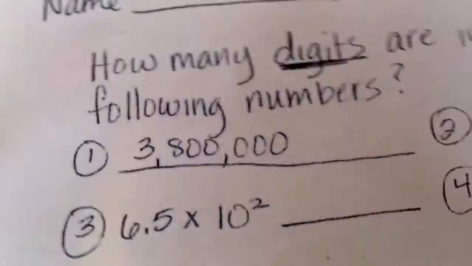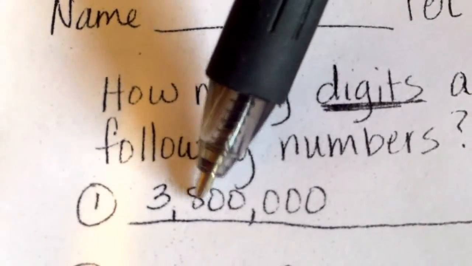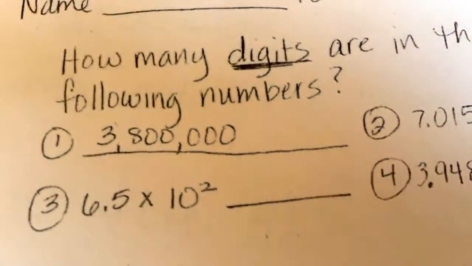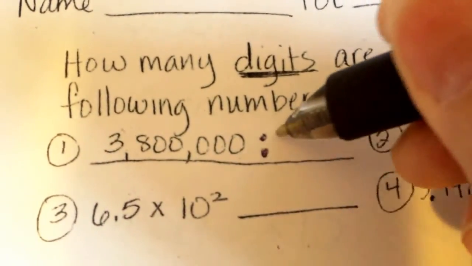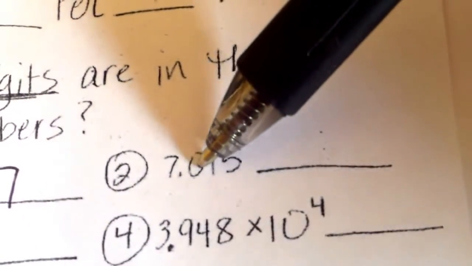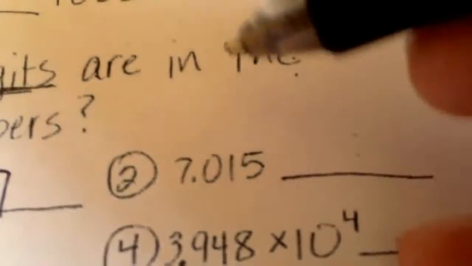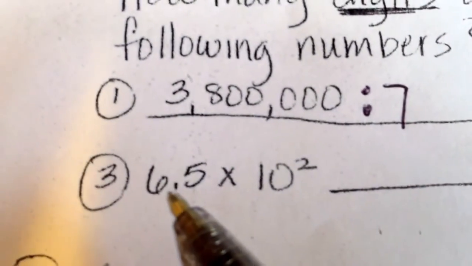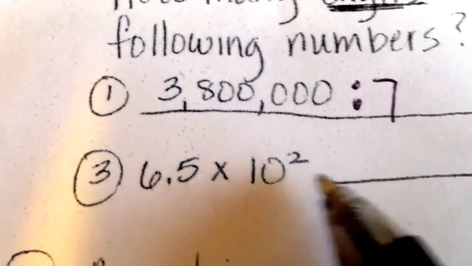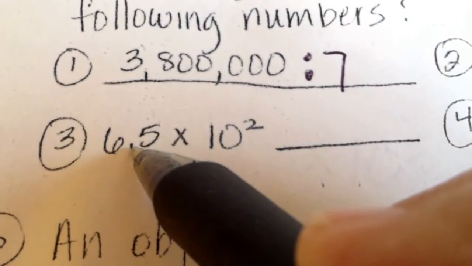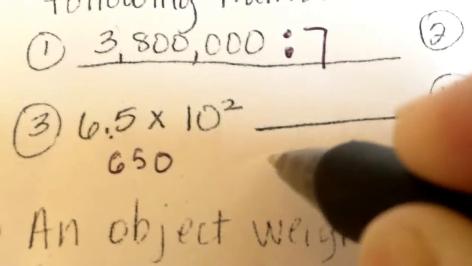So this number has how many digits? 1, 2, 3, 4, 5, 6, 7 digits. How many digits are in this number? 7. How many digits are in this number? 1, 2, 3, 4 digits are in this number. How many digits are in this number? Well, wait a minute, 6.5 times 10 squared, there's 2 digits in this number, but if I multiply it out times 10 to the second power, I would get 650, which has 3 digits.